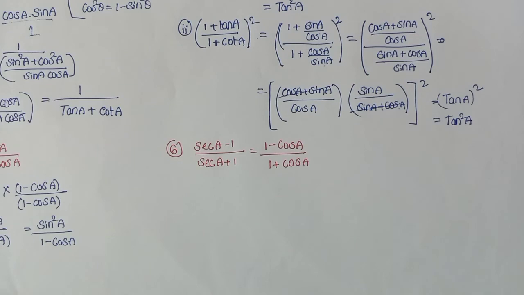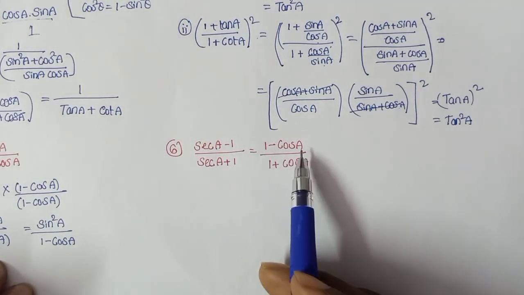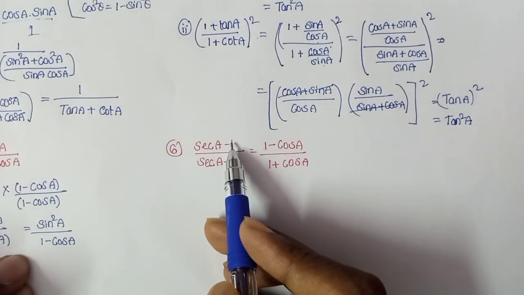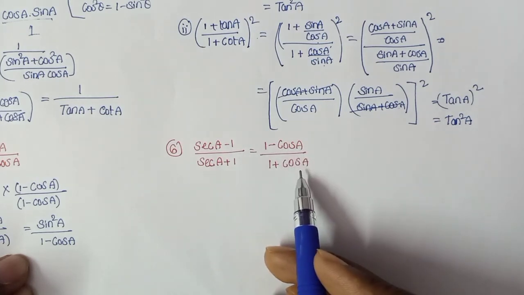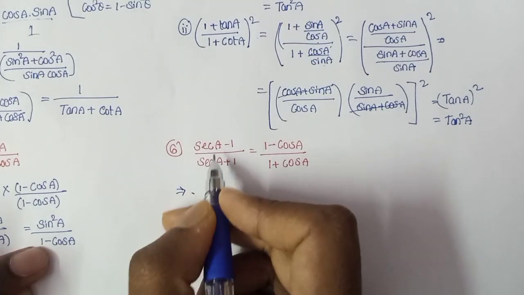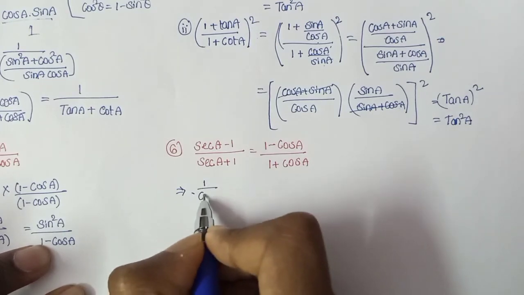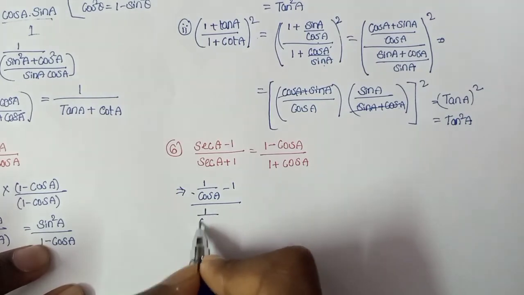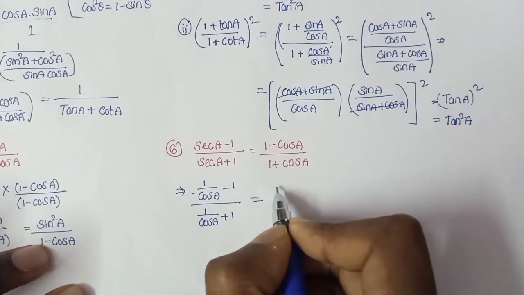Okay. The next question is, prove that sec A minus 1 by sec A plus 1 is equal to 1 minus cos A by 1 plus cos A. So here if you observe, here 1 is there, here cos A is there, here 1 is there, here cos A is there. So you can write this sec A in terms of 1 by cos A. So here 1 by cos A minus 1 divided by 1 by cos A plus 1.